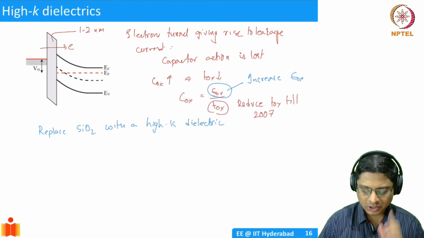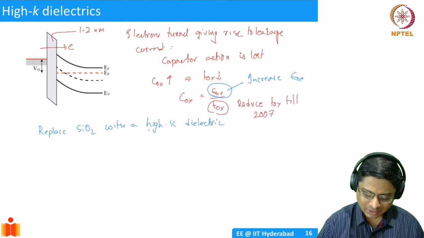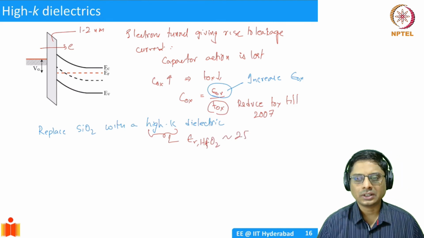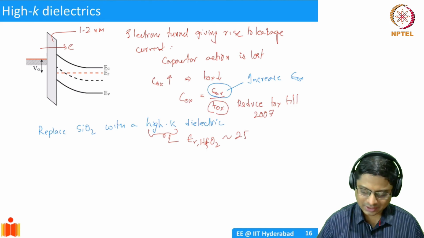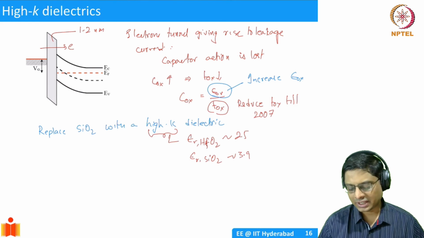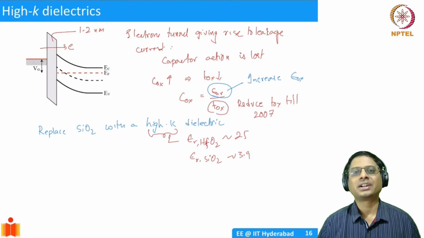Okay. What do we mean by high K dielectric? Well, it is something with a high dielectric constant essentially. So this epsilon relative of, let's say as an example, hafnium dioxide, which is one of the high K dielectrics, is about 25. Essentially, silicon dioxide, epsilon relative of SiO2, which we have been using so far, is 3.9. So instead of using 3.9, use hafnium dioxide instead of silicon dioxide.